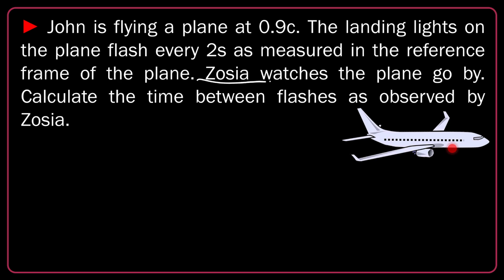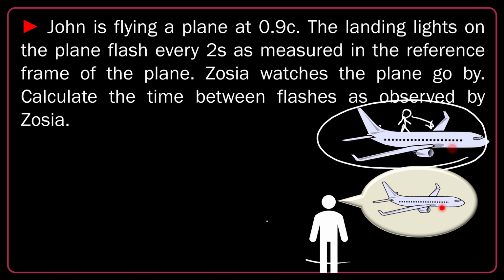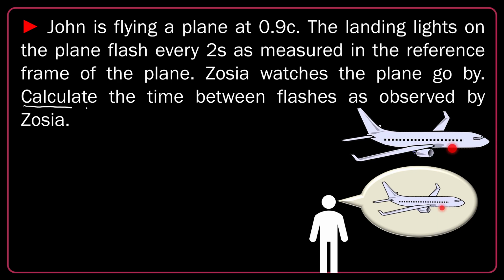Zosia watches the plane go by. Zosia is on the ground, okay? He can observe the same event but not with the same duration. Which one is the proper time? Of course, it's very evident. The person in the spaceship or in the plane can measure the proper time because this guy is at rest relative to the event. But you on the ground are not at rest relative to the event, so you will measure the dilated time. The question is how many seconds is the dilated time?